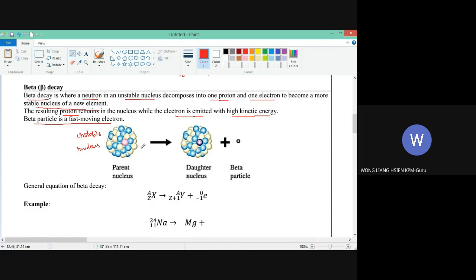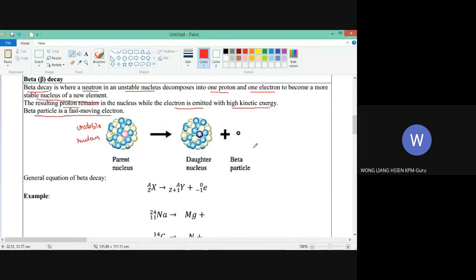So when one of the neutrons breaks down to become one proton and one electron, the new proton from the neutron stays in the nucleus, and the new electron shoots out with high velocity. That means it has a high kinetic energy. Okay? So this electron that shoots out, we call it beta particle. So this beta particle and the alpha particle, they are radioactive radiation. Okay, the beta particle that flies out, the alpha particle that flies out, they are radioactive radiation.